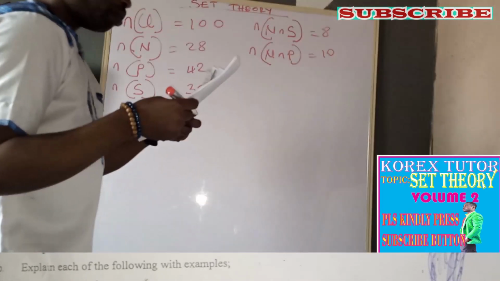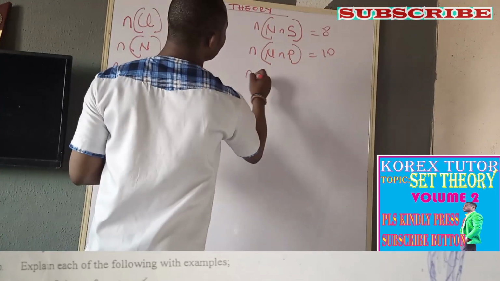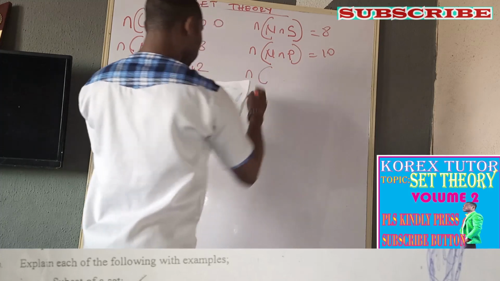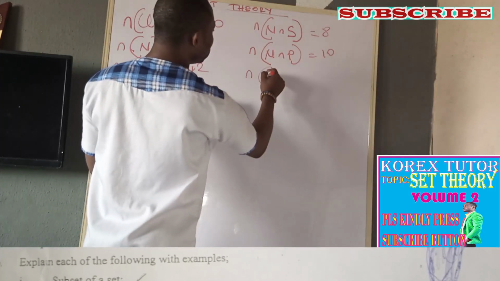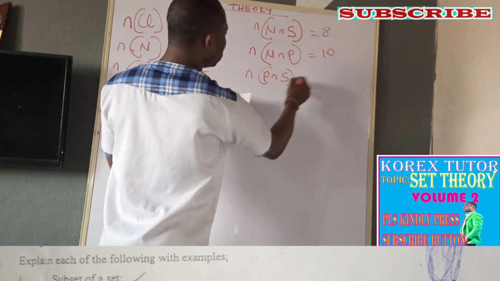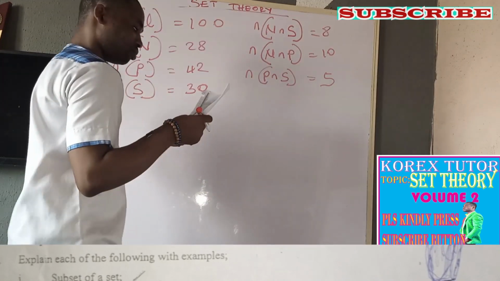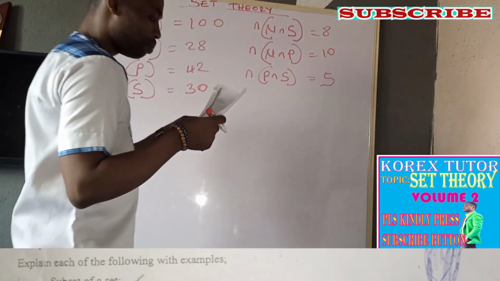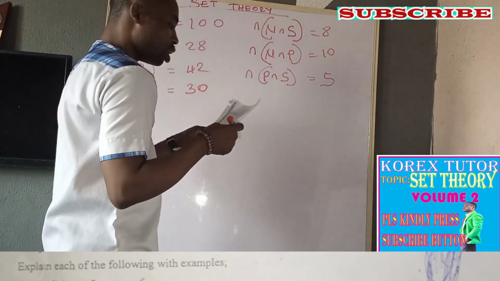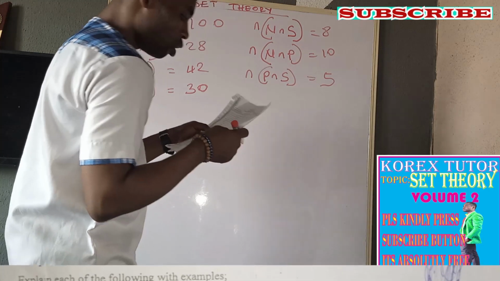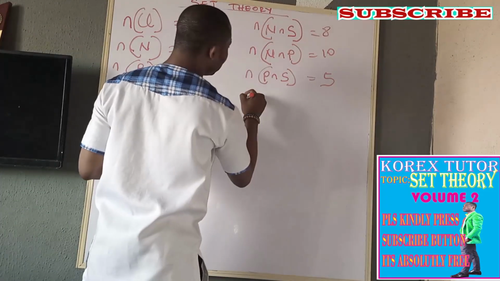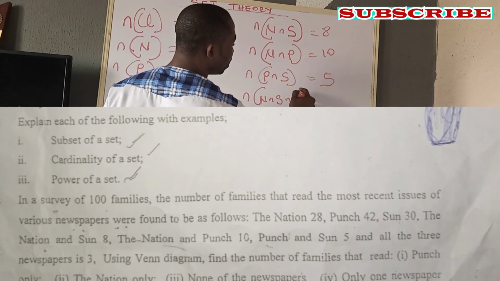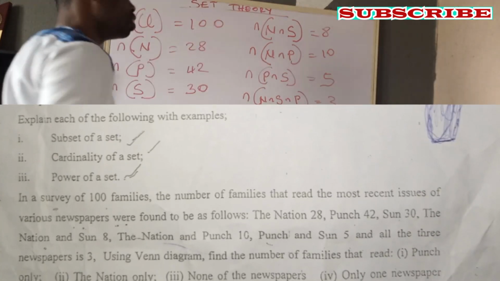Then Punch and Sun, the number of Punch intersection Sun, is 5, right? Then all of the three newspapers is 3. The number of N intersection S intersection P is equal to 3, that is, people that read all the three of them.